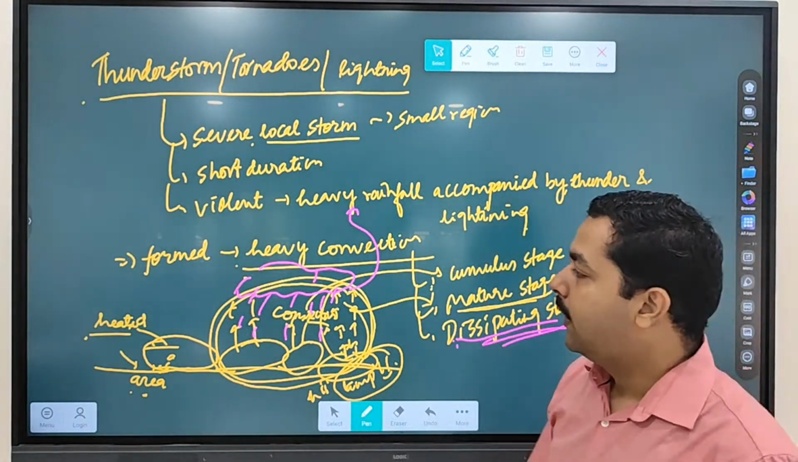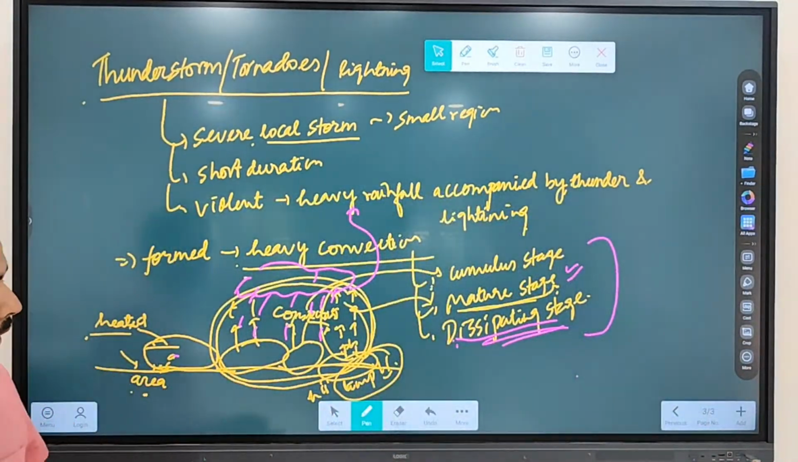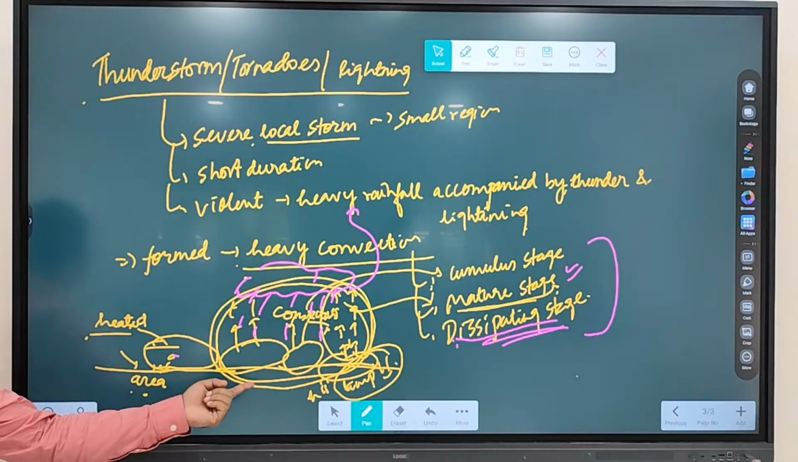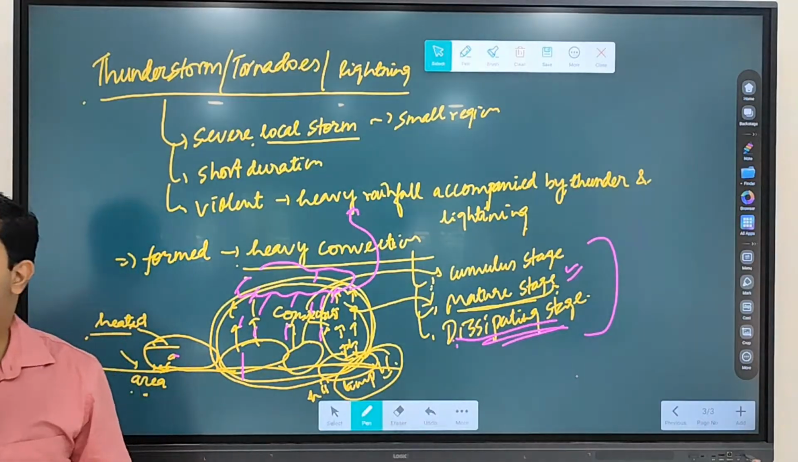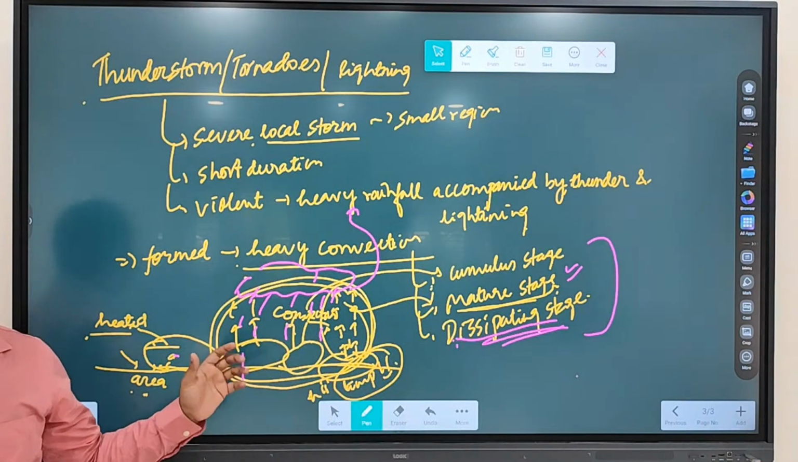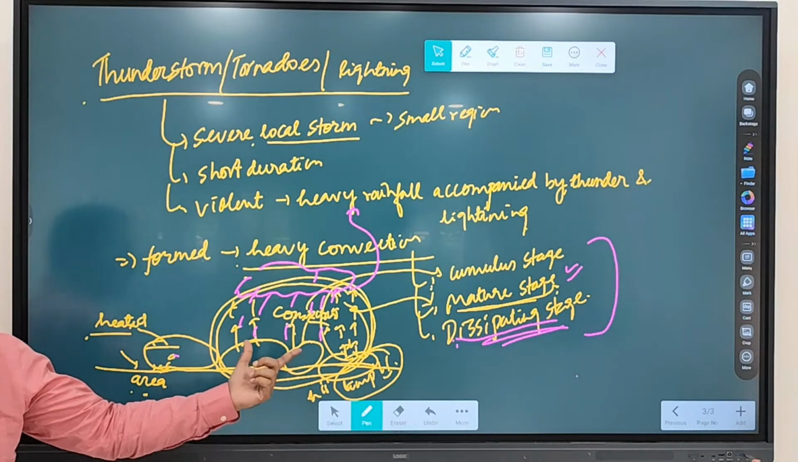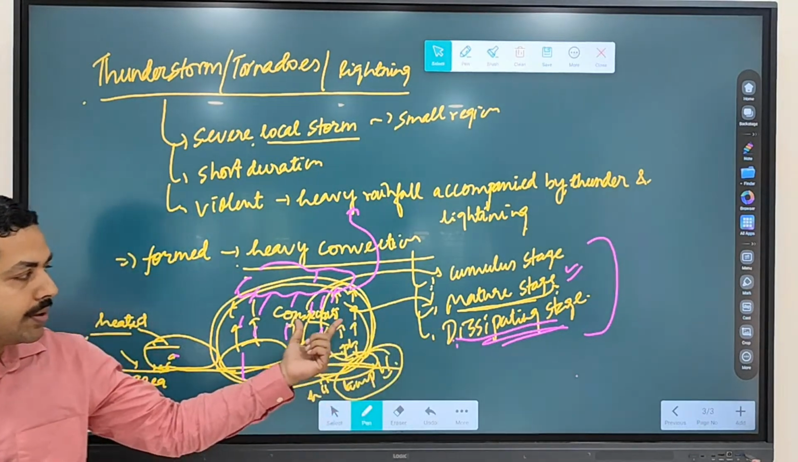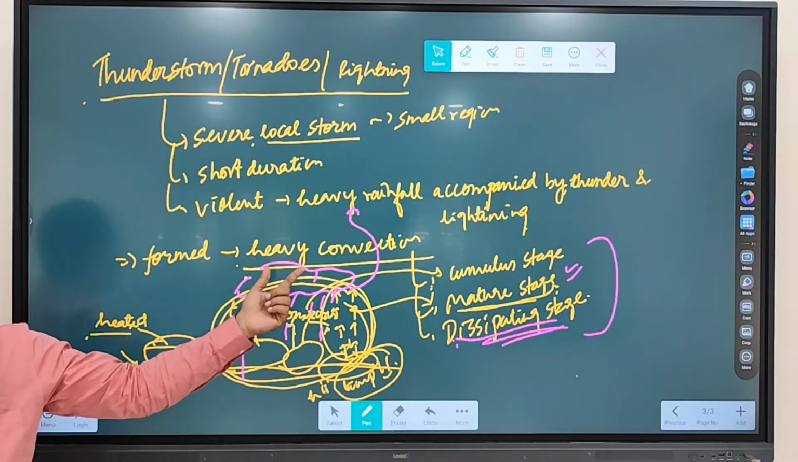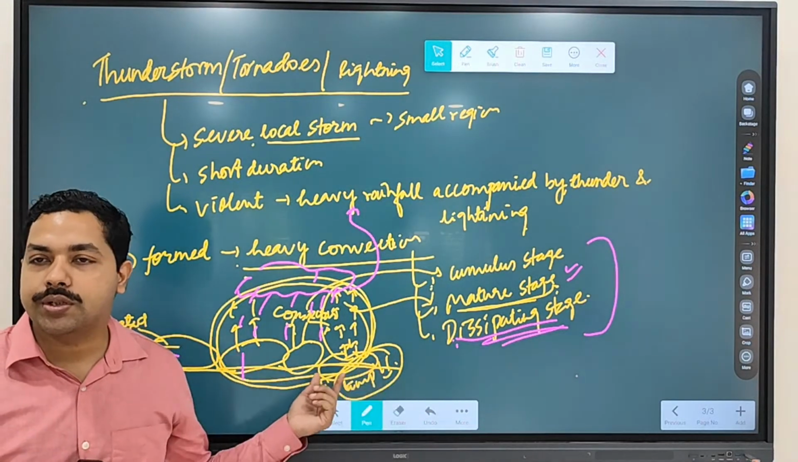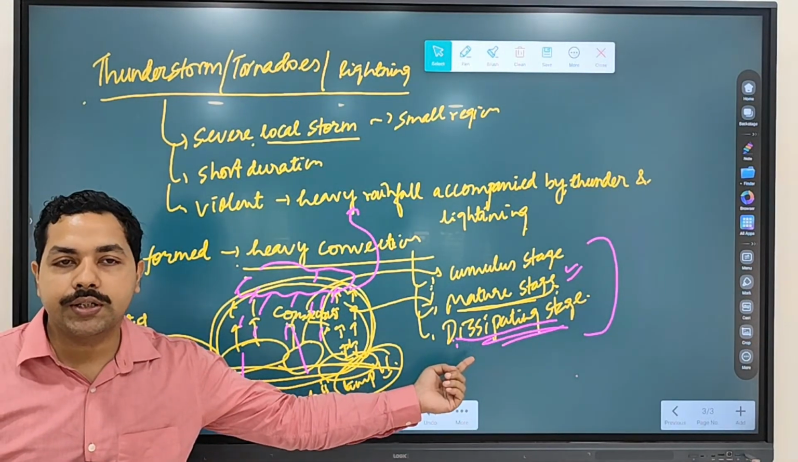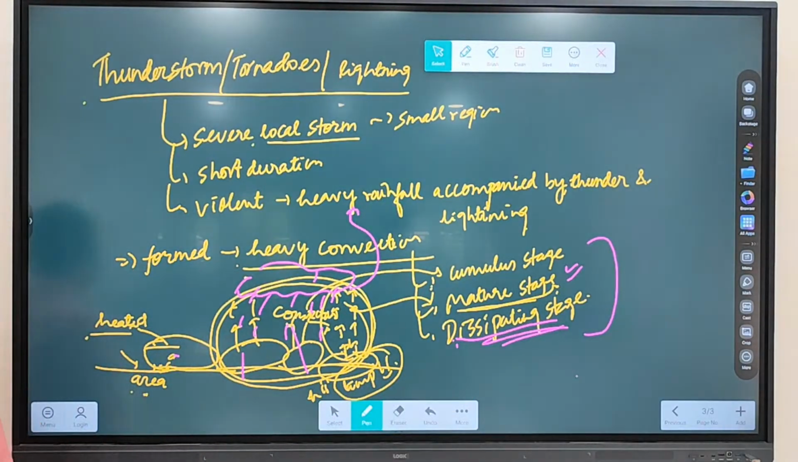So what we are saying is, when air gets heated, convectional currents start to form because air is rising up. This is called the initial stage, the cumulus stage. When many convectional currents combine together, it becomes the mature stage. Here you'll see the cloud will form. Here you'll see rainfall start to occur. And lastly, when rainfall starts decreasing because air loses moisture, it becomes the dissipating stage. Clear? So these are the three stages of a thunderstorm. Clear? Any doubt regarding this one?